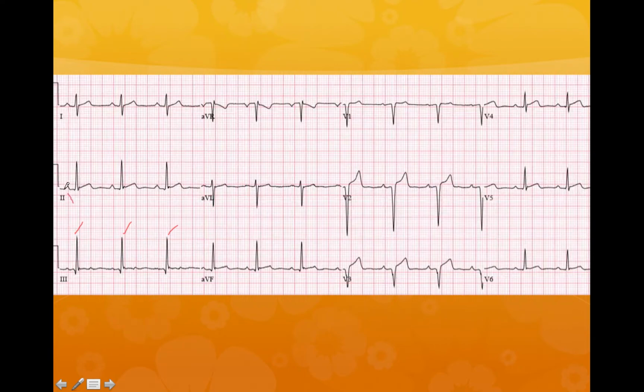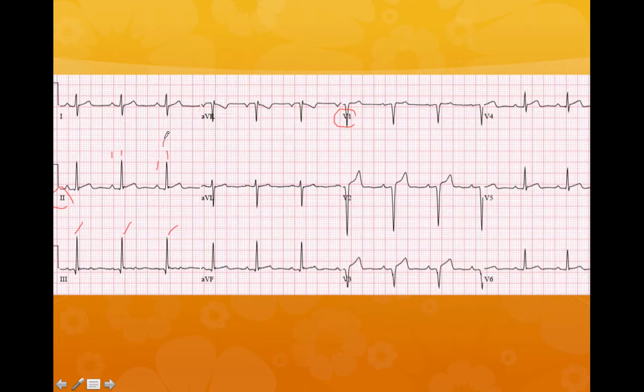Then we can look at the P waves. We always look at lead 2 and V1. Upright in both those leads, which is a good sign, means that there's a normal P wave axis. It's most likely coming from the sinoatrial node. The PR interval is around about 200 milliseconds. I'd say I'm happy with that. And there's a P wave for every QRS complex. That's good. The QRS complex itself, that's narrow, so it's less than 3 small squares or 120 milliseconds.